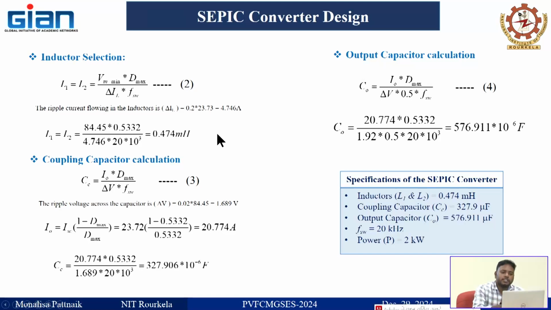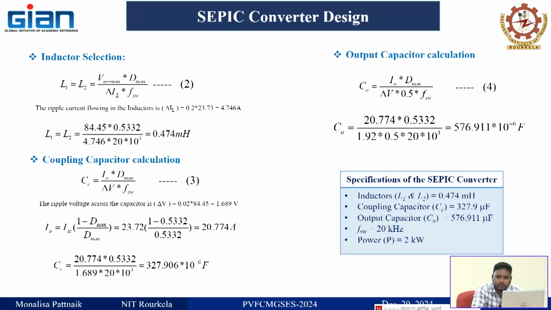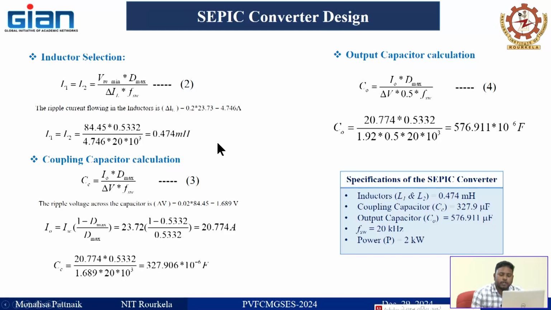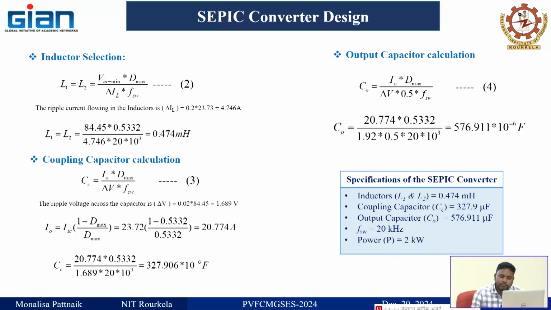But in a SEPIC converter, there is one more advantage: we can reduce the size of the inductor. Here we are using separate inductors, but if you use coupled inductors, then our inductor value will be L1, L2 divided by 2, meaning 0.474 by 2. That is also one of the advantages of the SEPIC converter. If you use coupled inductors, the size of the converter will be reduced.